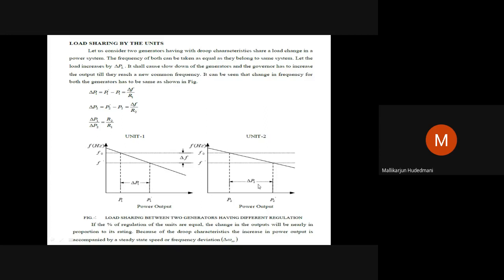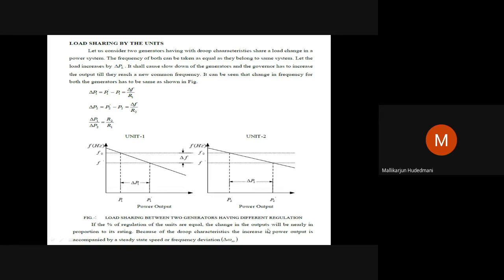There is a change in capacity. So therefore, the inverse proportion of their regulation causes a set point change on the governor to respond to the load. You can see here, if the percentage regulation of the units are equal, suppose R1, R2 are equal, both the lines are parallel to each other. Droop of R1, droop of R2 are parallel to each other. It's called percentage regulations of units are equal.